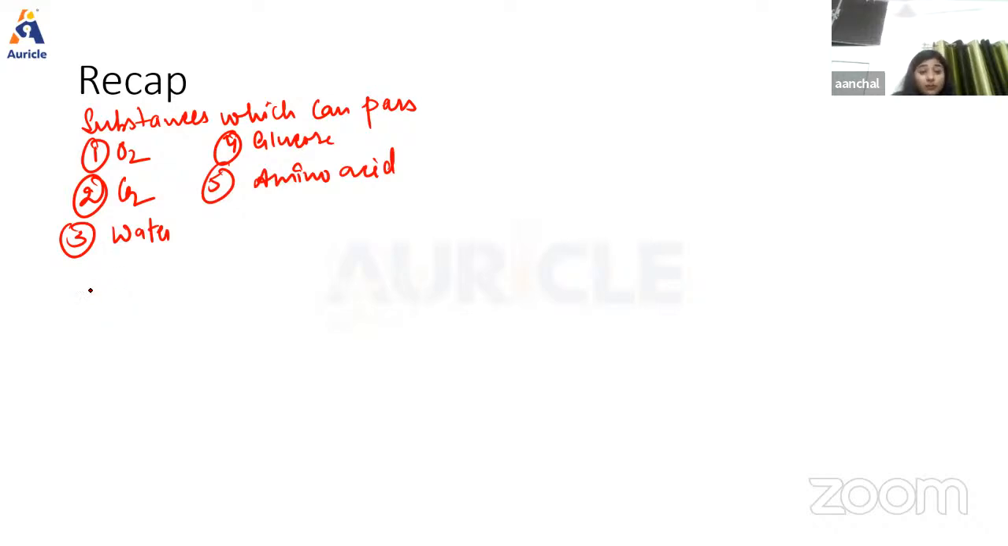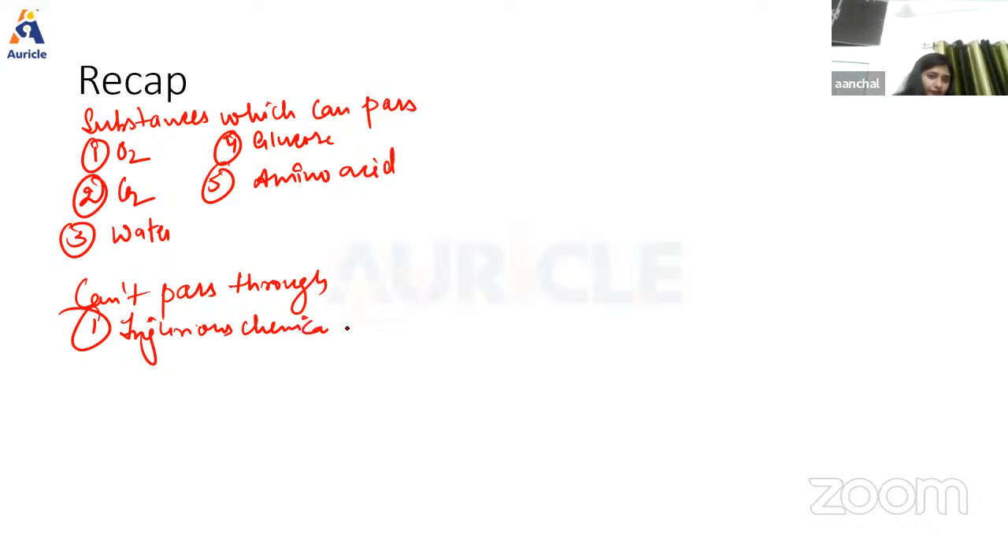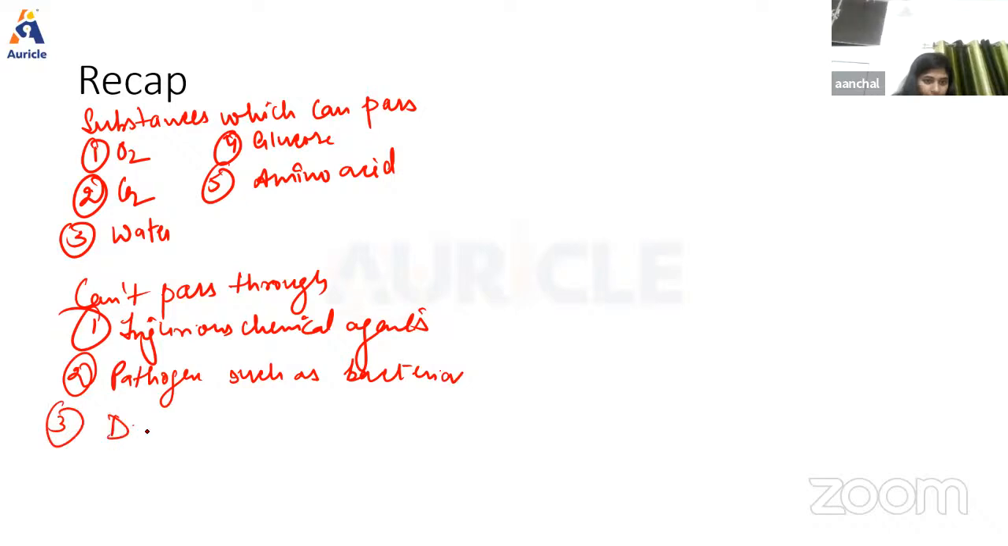Then substances which cannot pass through. Just two, three I'm writing here. For example, some injurious chemical agents, various are there, so I'm not going to name anyone. Then pathogens such as bacteria, some drugs. Just for example, I'm writing penicillin. Okay, and also we talk about dopamine. Dopamine cannot pass either.